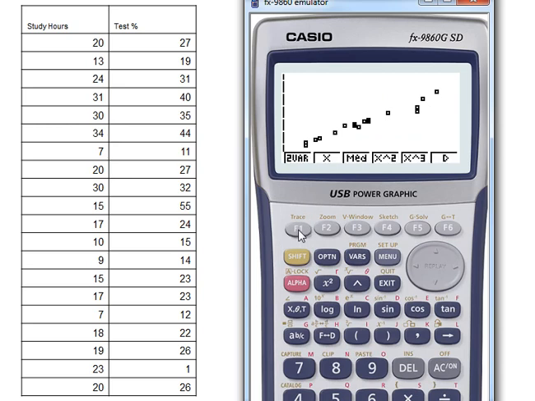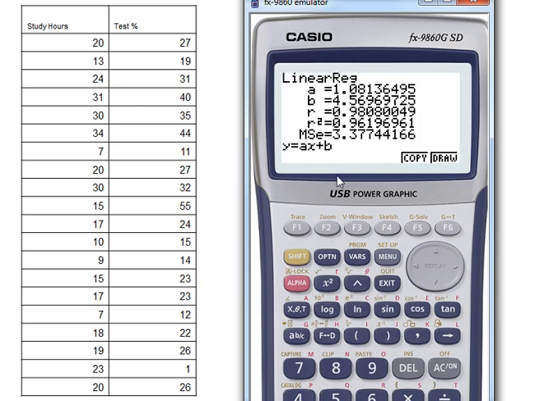We can then calculate to see how strong that correlation is, which is F2. And we've now got 0.96, which is a very strong correlation. So what it means is that this has now gone from a weak correlation to a strong correlation once we've taken out those two outliers.